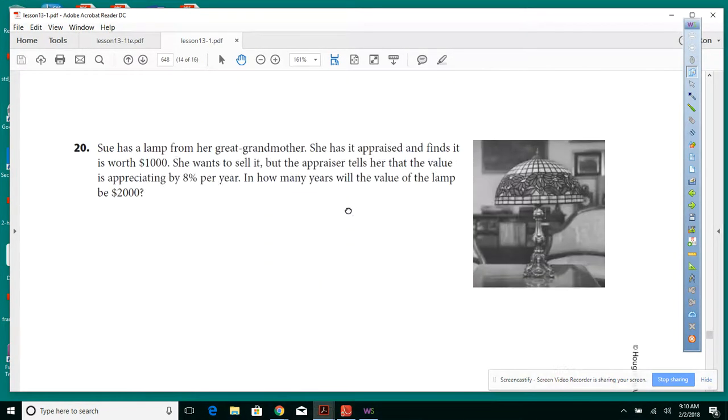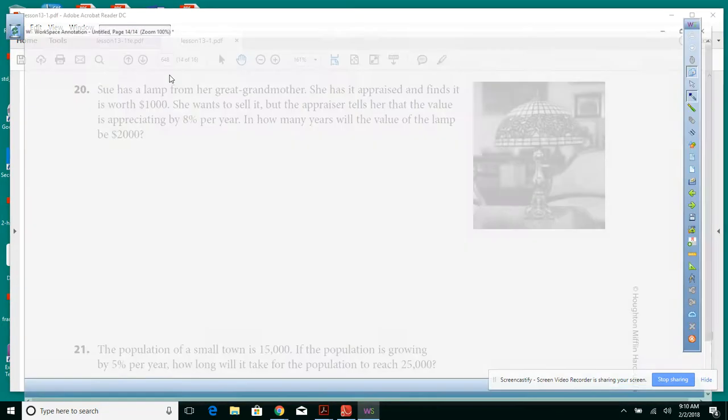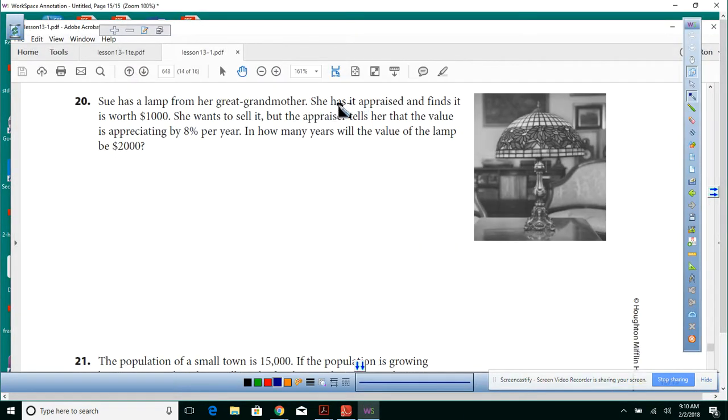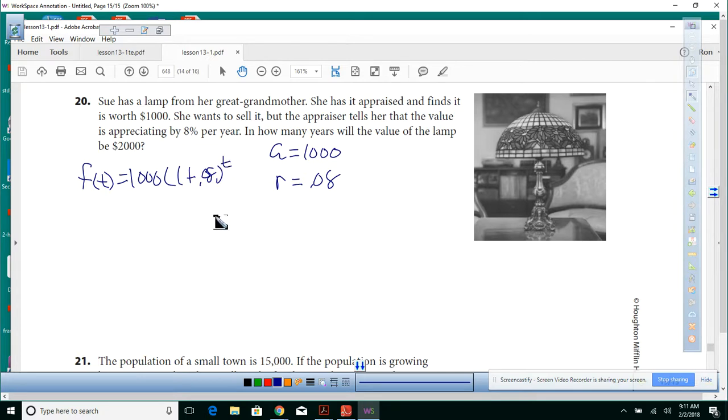All right, let's try 19. Sue has a lamp from her grandmother. She has it appraised and finds it is worth $1,000. So A equals $1,000. She wants to sell it, but the appraiser tells her the value is appreciating at 8% per year. So R equals 0.08. In how many years will the value of the lamp be $2,000? So remember our equation, F of T equals A, that's 1,000, times 1 plus 0.08 to the T power. Okay.